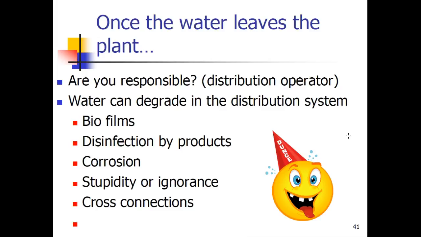Well, if you've ever been in California in summertime and you've taken one of those big 5-gallon white plastic buckets and filled it with water and left it there for a few days in the heat, it starts to grow a scum on the inside of it. That's called a biofilm. We also could have disinfection byproducts that can be created. And again, we've got to be careful of that. Corrosion, stupidity or ignorance, well, that's a common thread, unfortunately, for too much of our society these days. And cross connections.